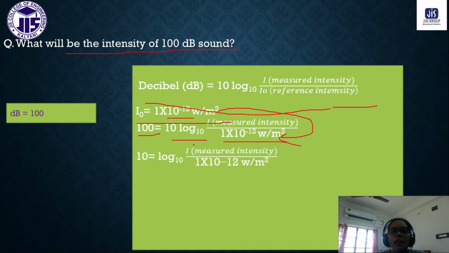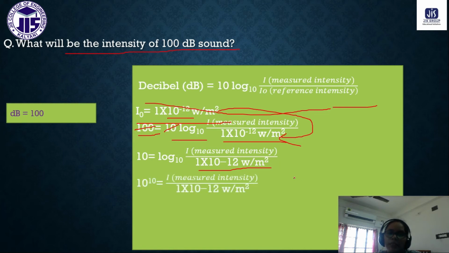Yeah, so after this, that means we have 10 equals to log 10 I by I0, where I0 is 1 into 10 to the minus 12 watt per meter square, right? Is this clear?